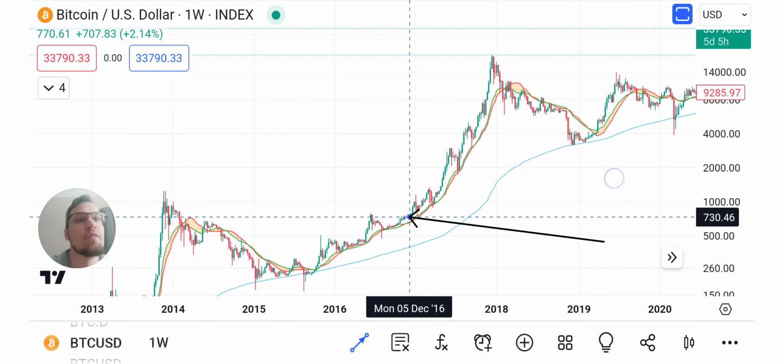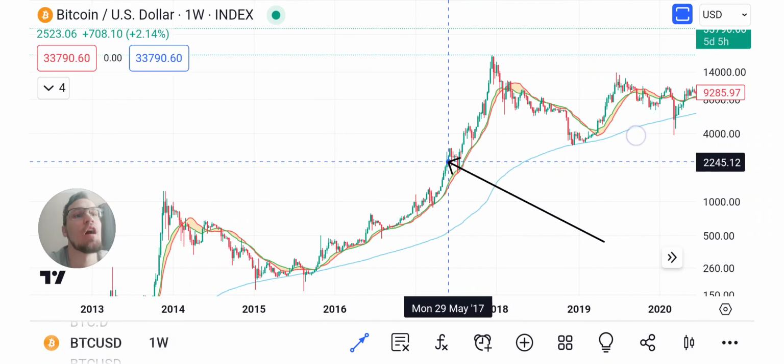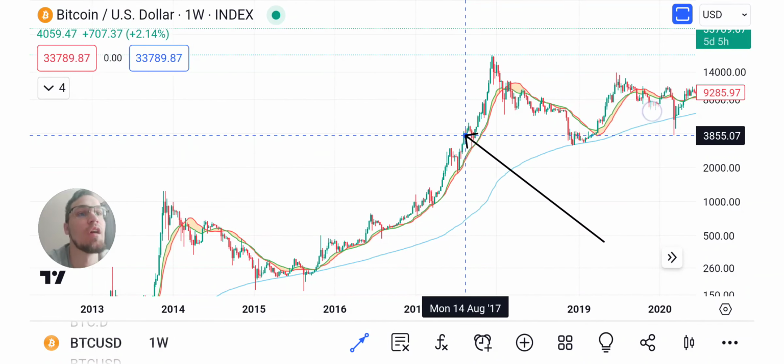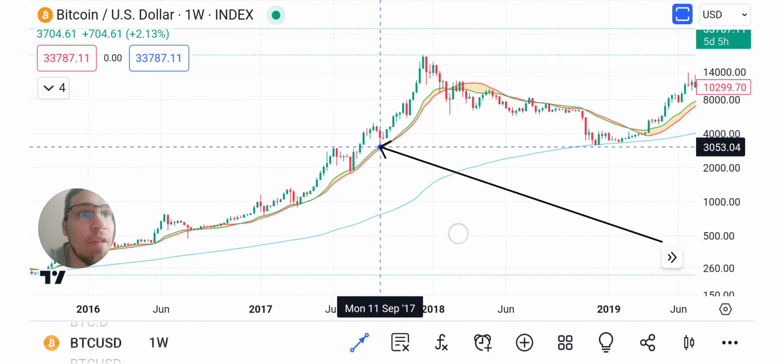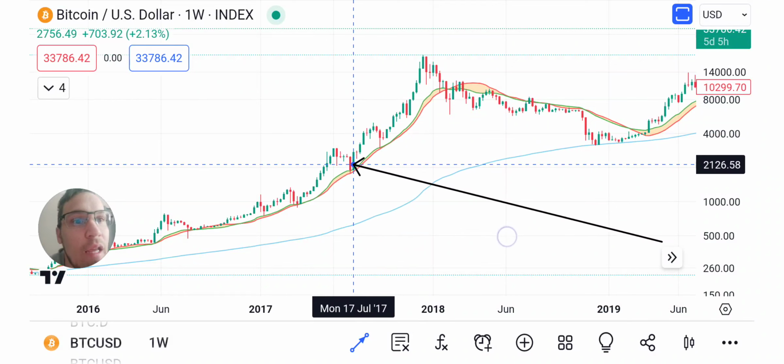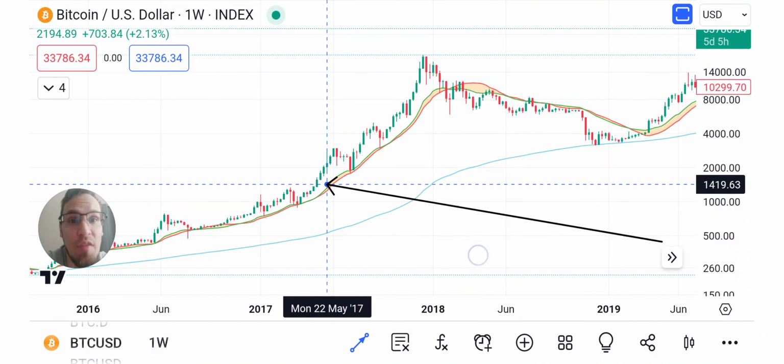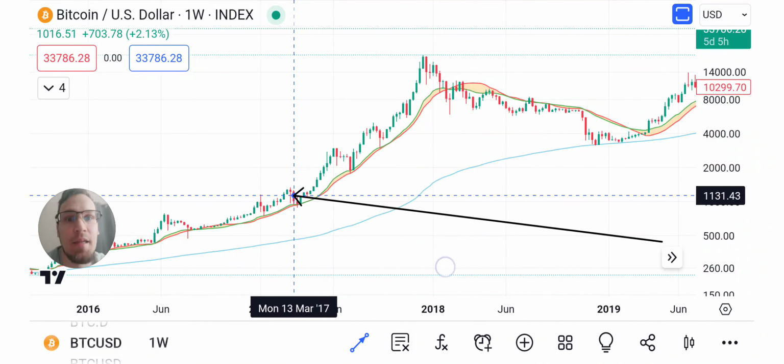We tested it, lifted off. We tested it, lifted off. We tested it, lifted off. Look at this. We tested it, we lifted off. So this band right here is an important thing for back testing.